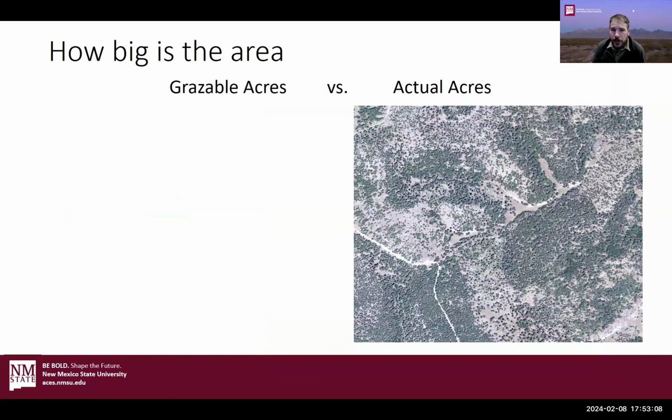So let's determine acreage. I want you to note the comparison between grazable acres and actual acres. Here's a satellite image of a particular pasture that I work heavily with. It looks flat in this picture, but is it really flat? And is everything on that map grazable? The answer is no. We're taking into consideration water and slope, and in this particular one, we're also taking into consideration tree cover because this is on one of the forests.